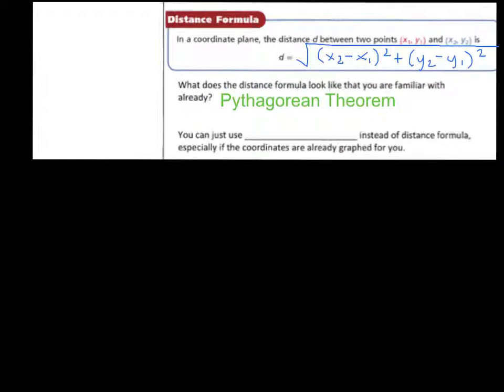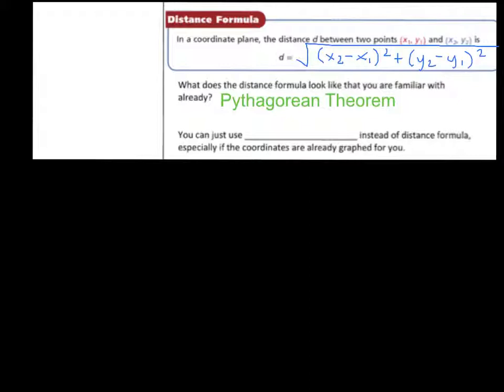So now we're going to talk about the distance formula. In a coordinate plane, you can find the distance D between two points, which they're calling (x1, y1) and (x2, y2). We're going to use this formula: the square root of (x2 minus x1) squared, added to (y2 minus y1) squared. This should look familiar to you because you've done this before when you worked with the Pythagorean theorem.